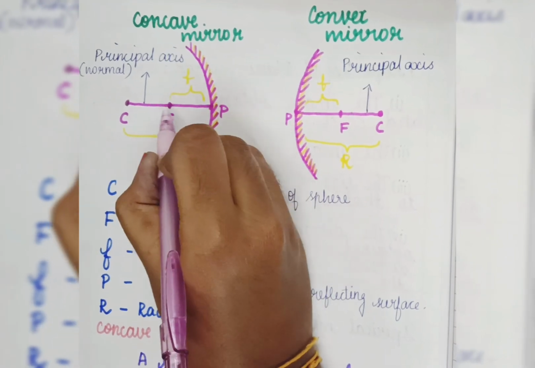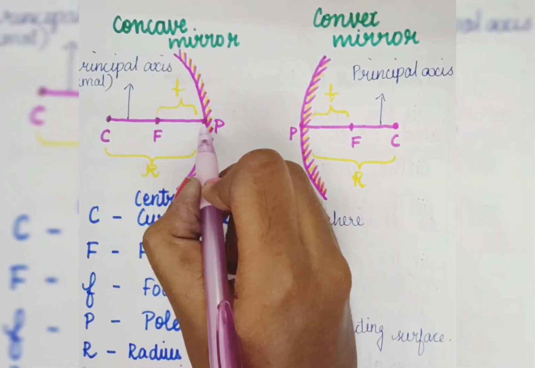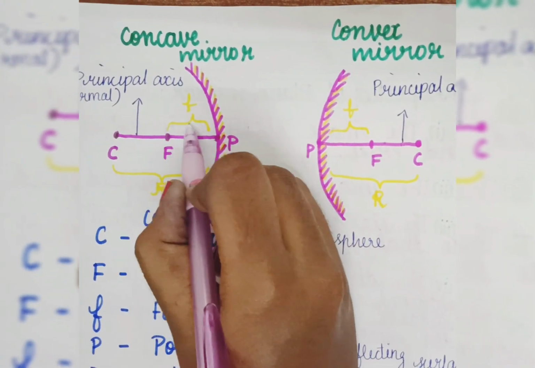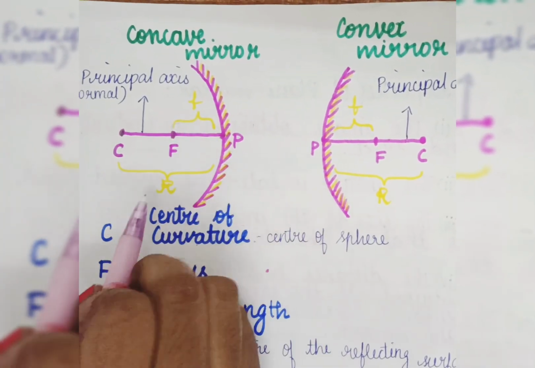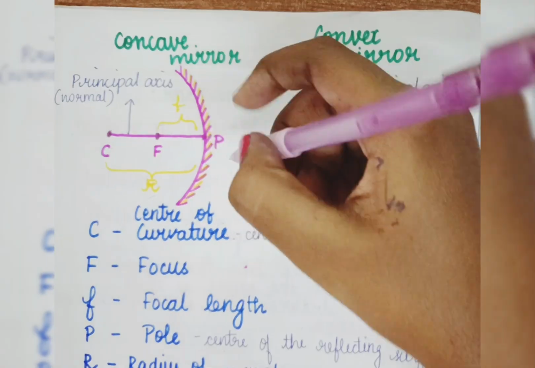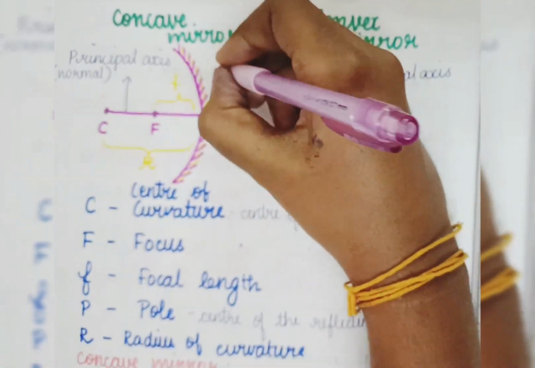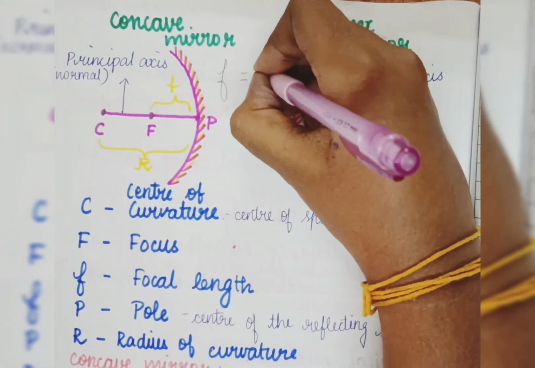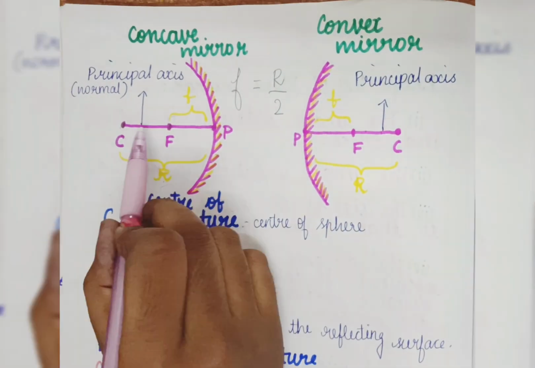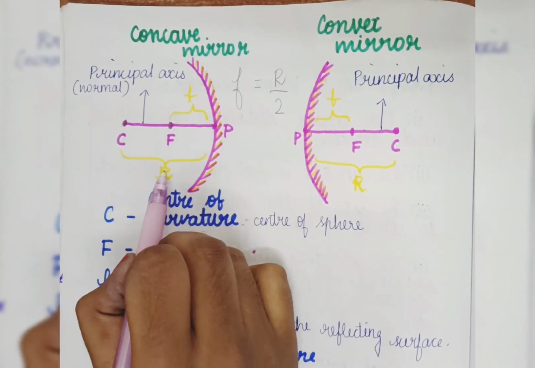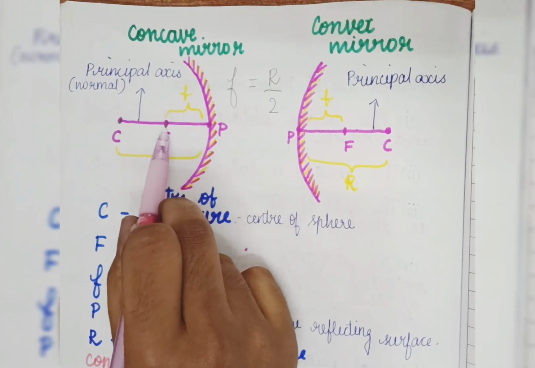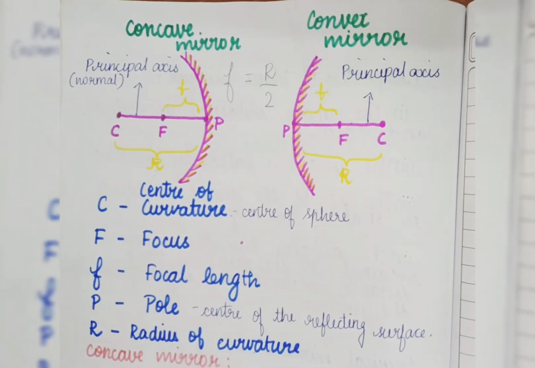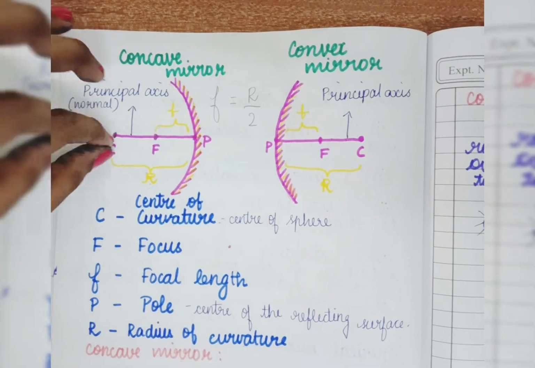The distance between the principal focus and the pole is considered the focal length. The length between the center of curvature and the pole is the radius, as we know. So we can conclude that focal length is half of the radius. When the distance between the curvature and pole, the radius, is divided into half, you get the focal length, which is the distance between focus and pole. This line is called the principal axis.